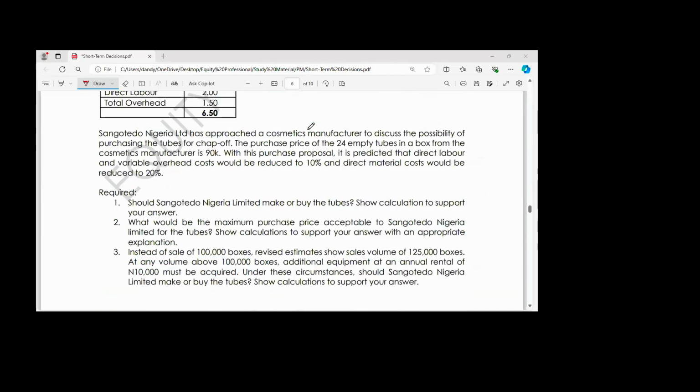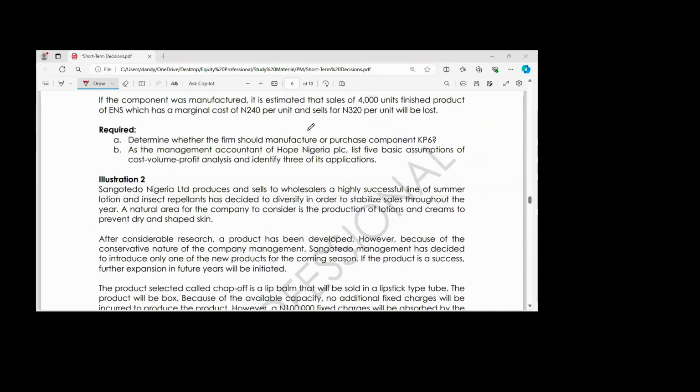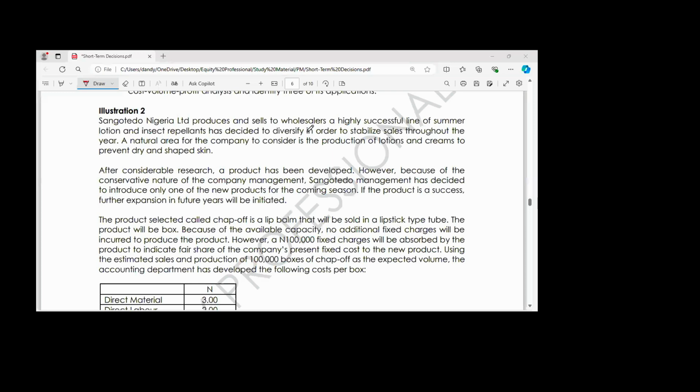Let's start with illustration number 2 first. Who will help us to read? Illustration 2. Shangotedo Nigeria Limited. Thank you, Tifa.